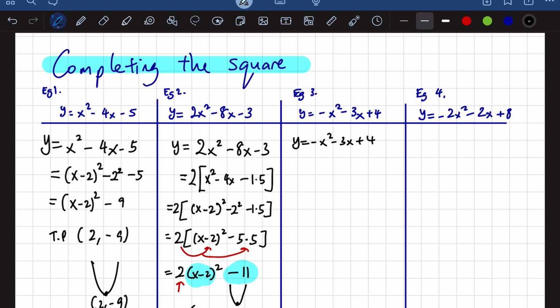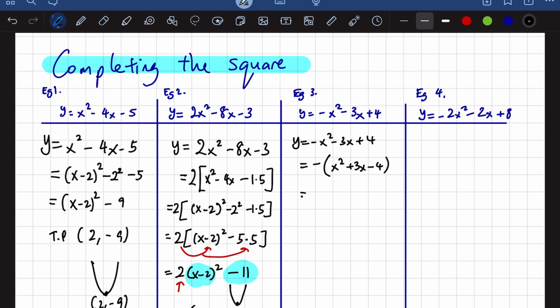So we are going to first factorize the negative 1 out from the entire equation, kind of similar to example 2. All right, so we factor out negative 1. And from then onwards, it will be very similar to example 2. Yep, so I managed to factorize negative 1 from it.